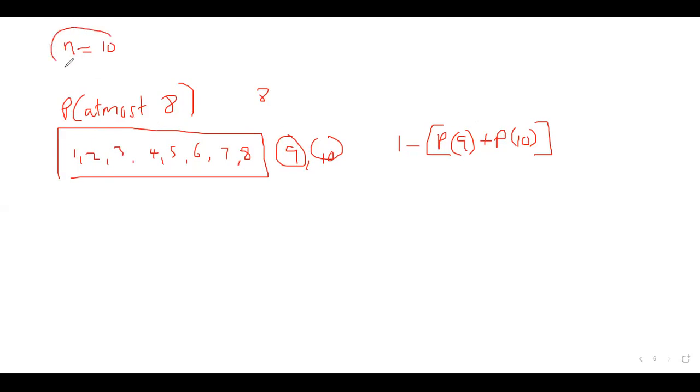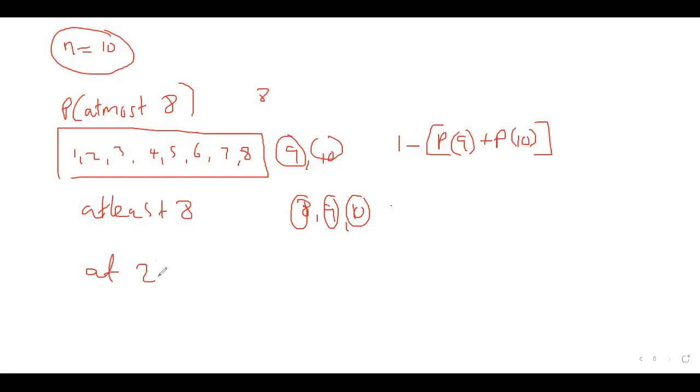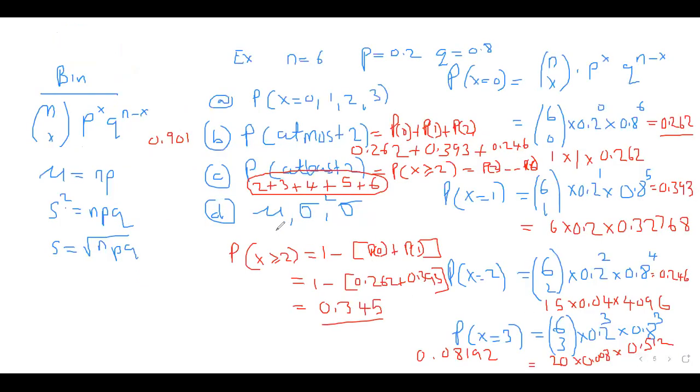So if there are 10 and you're told to find at least 8, at least 8 means 8, 9, 10. These ones are easy. Just do them directly: probability of 8, add the probability of 9, add the probability of 10, and get the final answer. But if there are 10 and you're asked at least 2, it means you need to start from 2, 3, 4 up to 10. That's a lot of work. The easiest way is to find the probability of 0 and 1, because 2 up to 10 are too many.